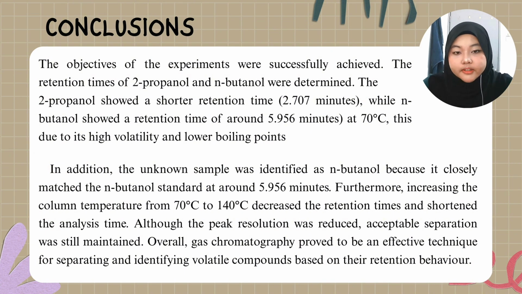at around 5.956 minutes. Furthermore, what we can see in this experiment is that increasing the column temperature from 70 Celsius to 140 Celsius will decrease the retention time and shorten the analysis time. Although the resolution was reduced, acceptable separation was still maintained. Overall, gas chromatography was proved to be an effective technique for separating and identifying volatile compounds based on their retention time behavior.